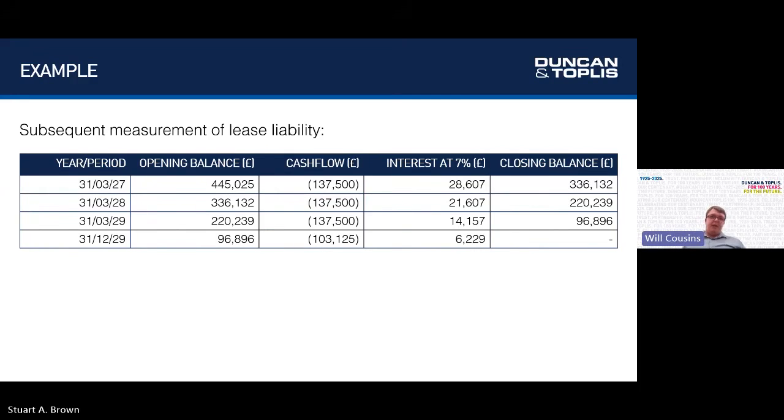Again, we would then need to subsequently remeasure the lease liability, factoring the interest at our given rate of 7%. As visualised in the table, we've got our opening balance of 445,025. We know that each year we are paying 137,500. However, we've got to then discount the repayments, which gives us a finance charge to recognise, which is calculated in this table. The calculations, if you've got a calculator in front of you, might not match exactly for the interest. That's because it's all been apportioned over the year rather than recognised at the year end. But again, we've checked the maths and they do add up.